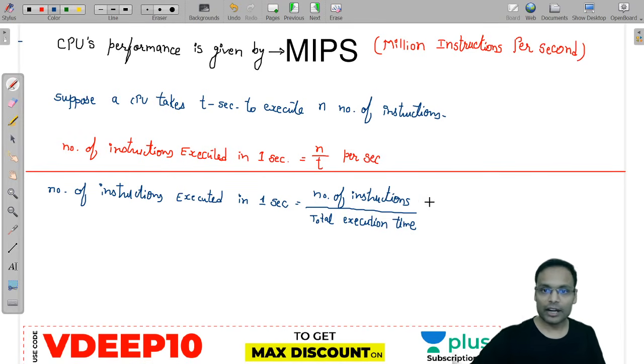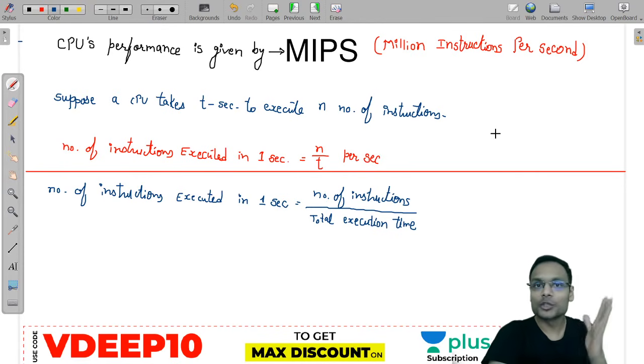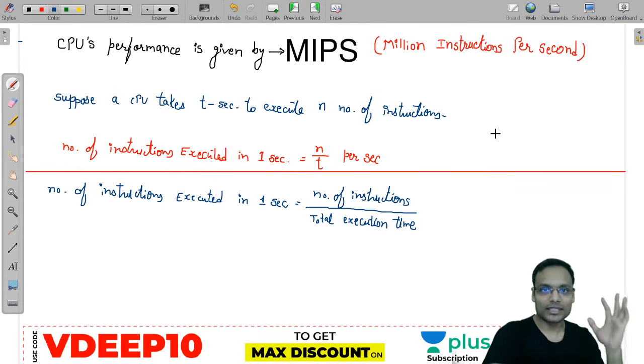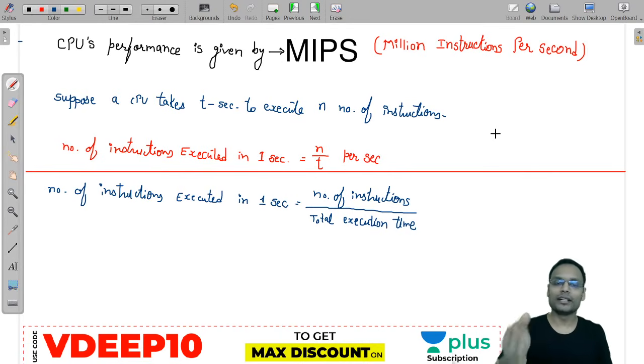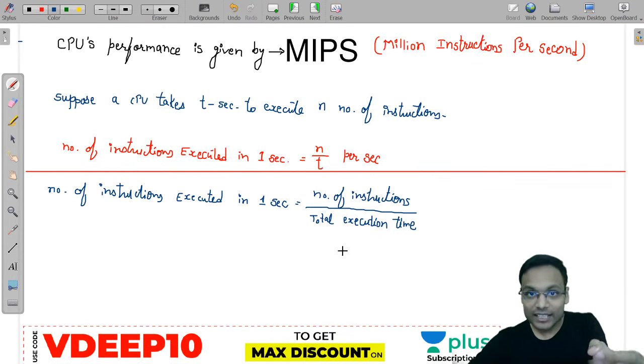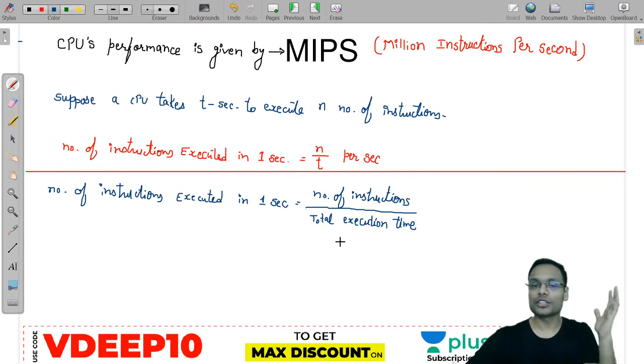Number of instructions divided by total execution time. Suppose this number is 12 lakhs, or suppose this number is 20 lakhs. If I want to convert this number 20 lakhs into millions, how many millions in 20 lakhs? So what should I do to convert a number into million? I will have to divide the number by 10 to the power 6. अब ये क्यों है? सिंपल सी बात है यार, 1000 में आते हैं 10 to the power 3, मिलियन में आते हैं 10 to the power 6. That is very simple. So you need to divide this number of instructions executed in 1 second by 10 to the power 6 to make it the number of million instructions supported or executed by the system in 1 second.